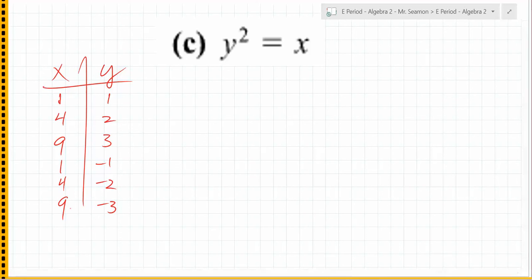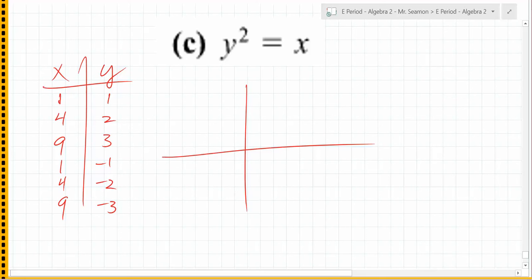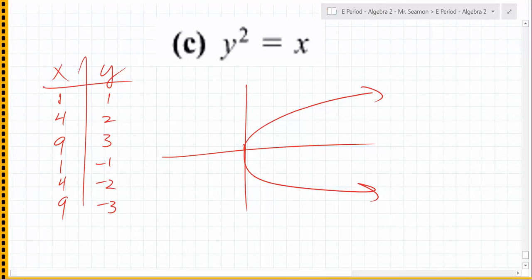If you graph this thing, this is what it looks like. This is called a sideways parabola. That does not pass which test? The vertical line test. This is not a function.